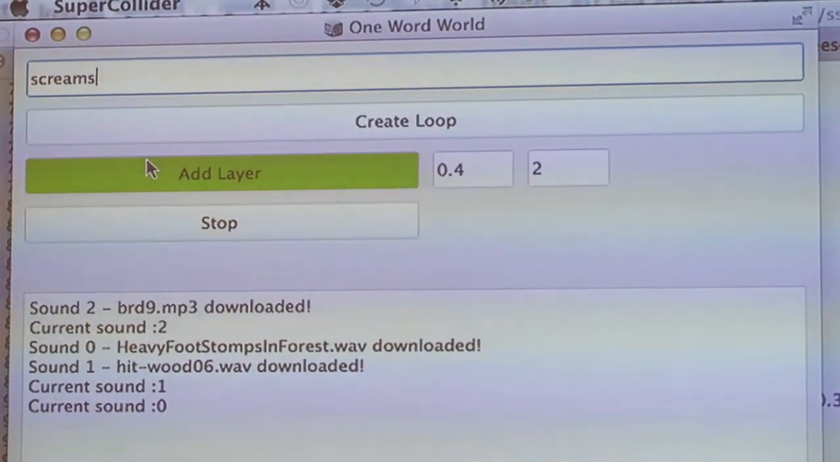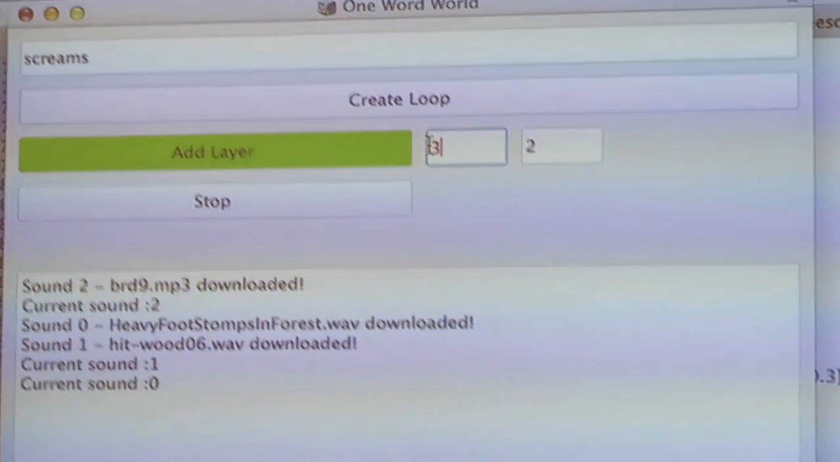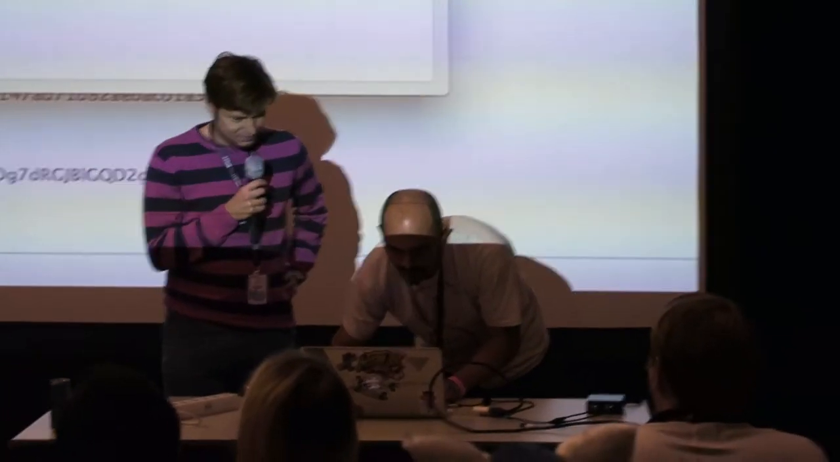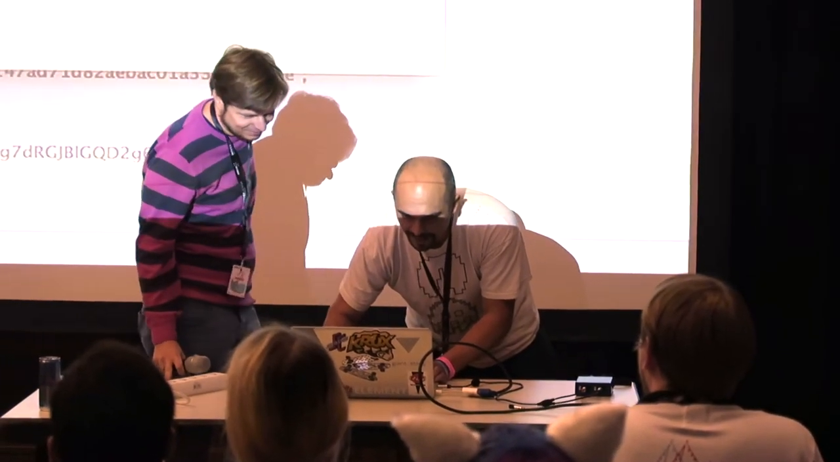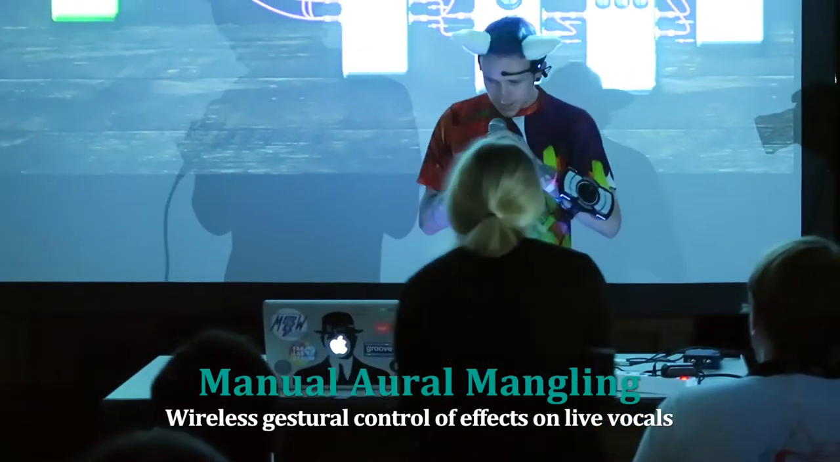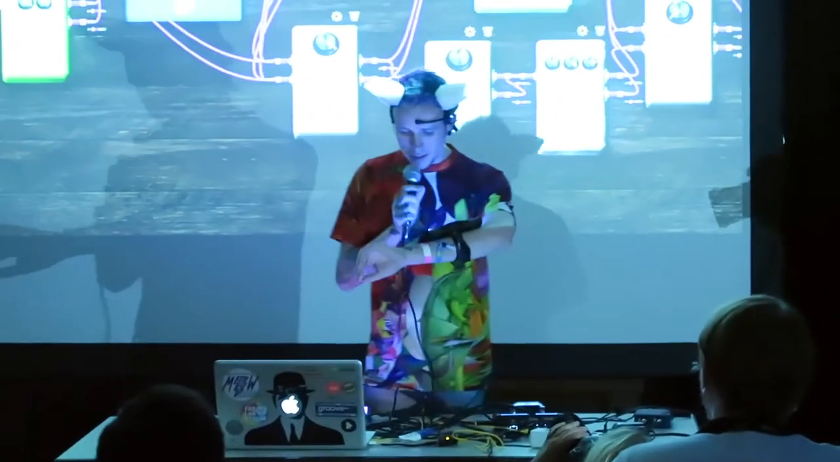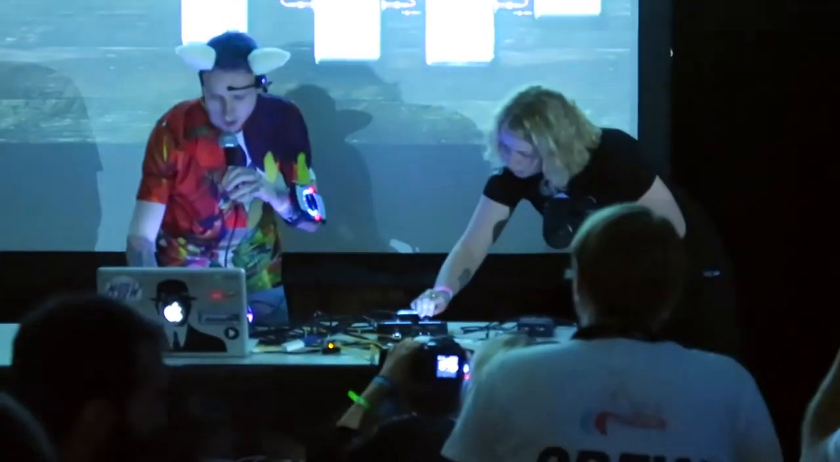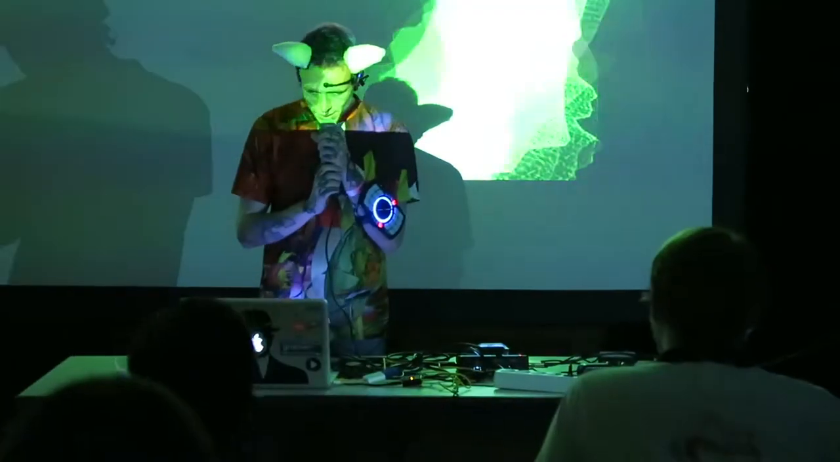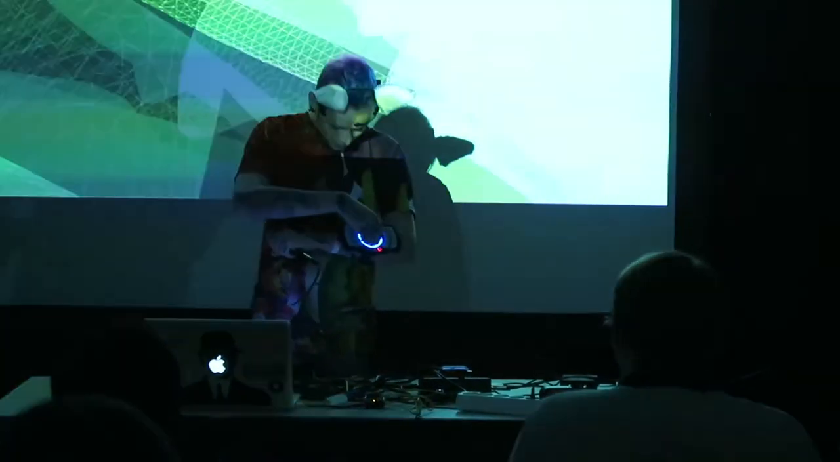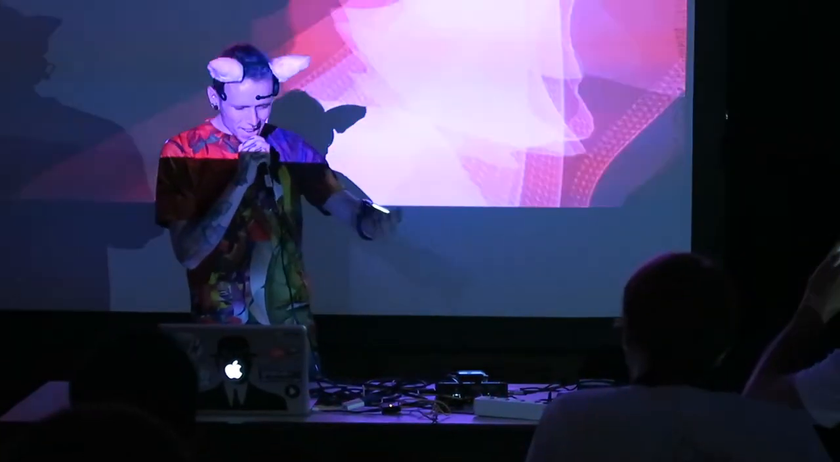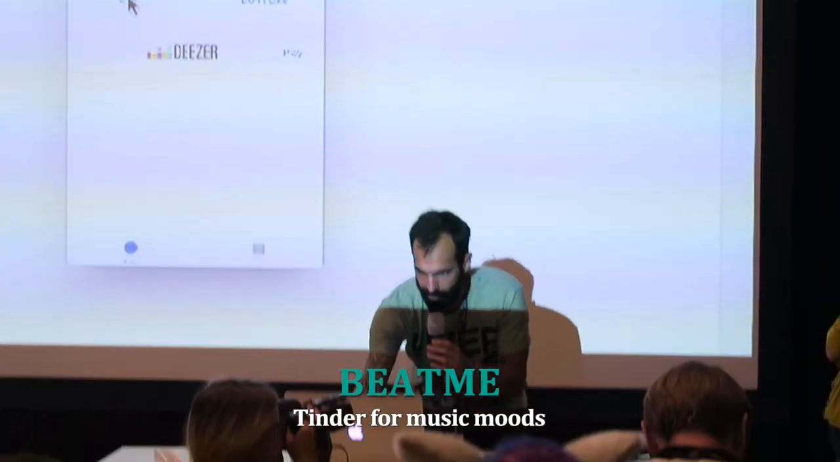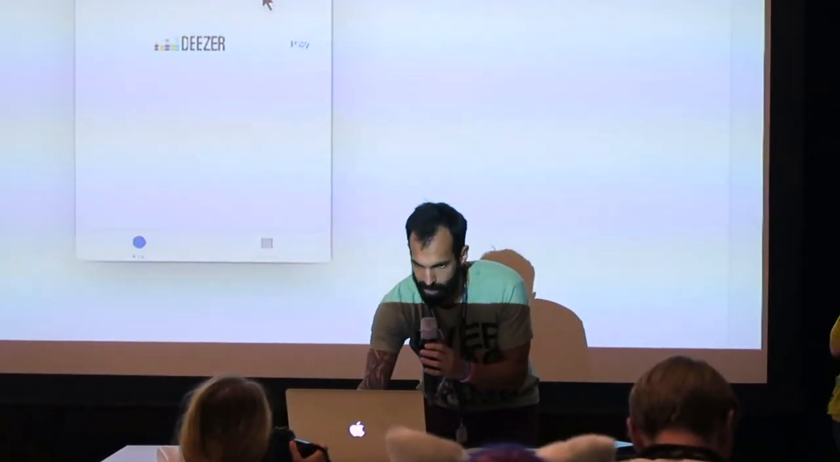Next is wind. We can adjust the length of the sound sample that is being used. What I decided to do is try and get gestural control over some of the effects. So I'm gonna start swiping. So I like that, you can see the water got updated.